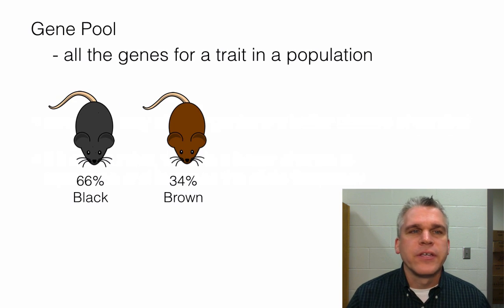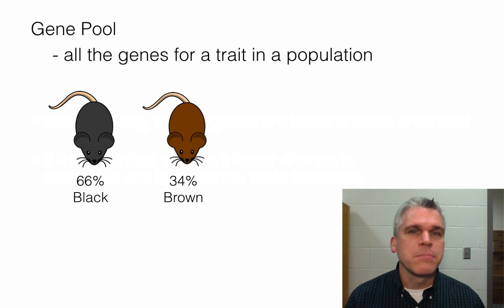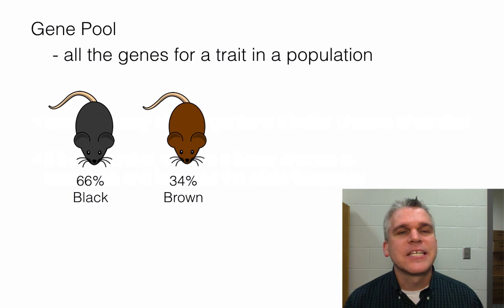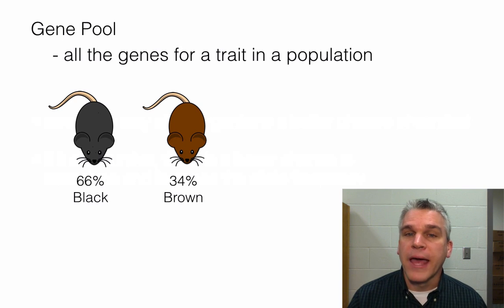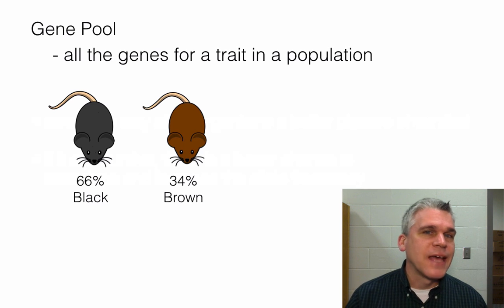Let's start with a few definitions here. First of all, the gene pool. Essentially, a gene pool is all the genes for a particular trait in a population. We're going to be using mice in our video today. Let's start off by saying that in this mouse population, 66% of all the mice are black furred and 34% are brown furred. And let's say that black is dominant to brown.